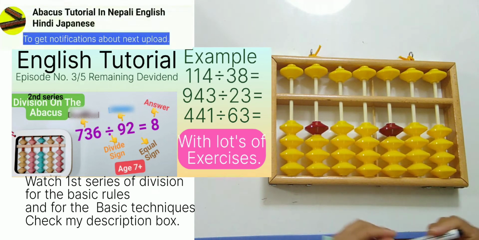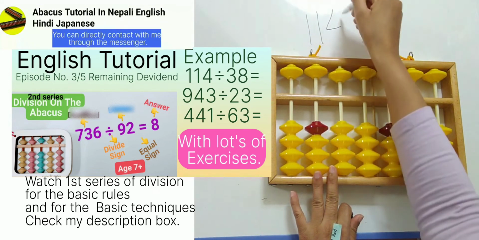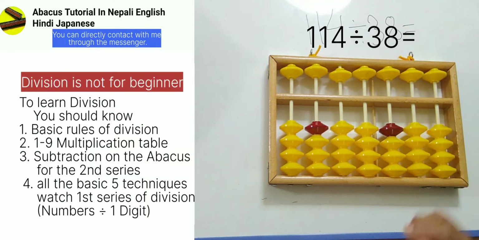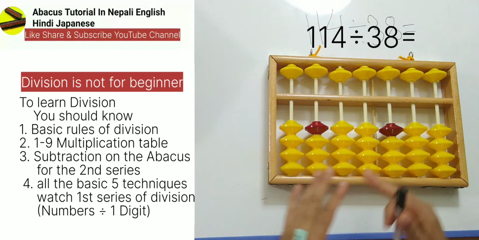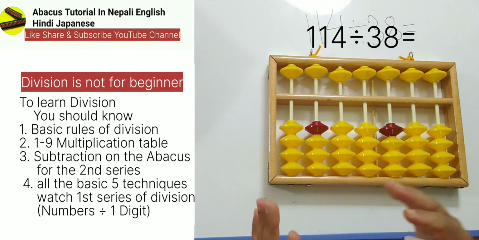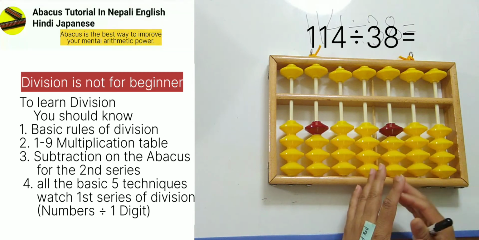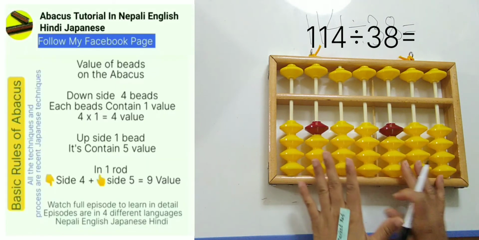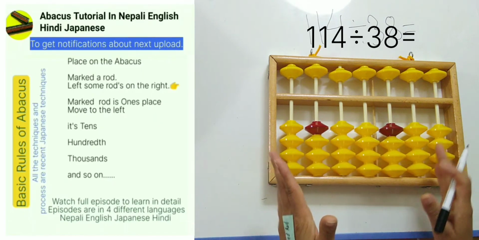So let's start. Our very first question is 114 divided by 38. So we are going through the rules. Hope you know all the basic rules and techniques of division, the 1 to 9 multiplication table, and how to subtract on the abacus using all the techniques. Without that you can't do division. Division is the last part of the abacus. So hope you know all that.